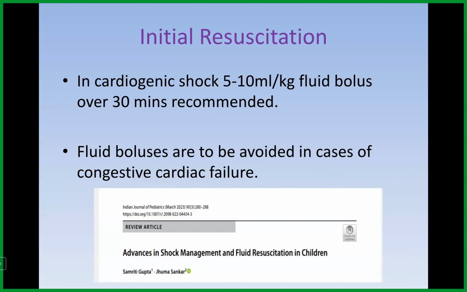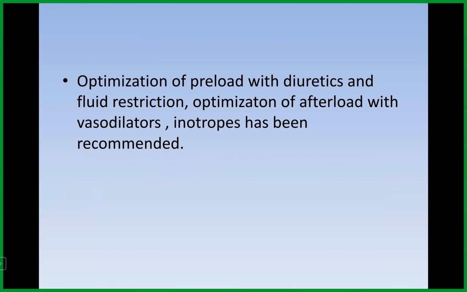So what about the initial resuscitation? As we all know, in all forms of cardiogenic shock, it is recommended that we give 5 to 10 ml per kg of fluid bolus over 30 minutes, and check for fluid responsiveness. But as it is a case of congestive heart failure, it has been recommended that we avoid fluid boluses in all cases of congestive cardiac failure, whatever may be the underlying cause. So we avoid the fluid bolus. We will optimize the preload and the afterload with medications: diuretics and fluid restriction for preload, and for afterload we will use vasodilators and inotropes. That has been recommended recently.